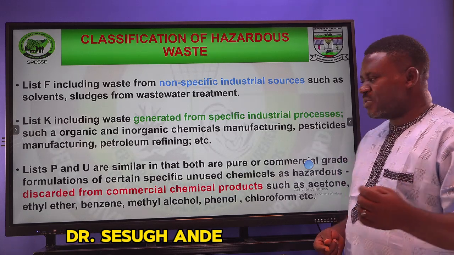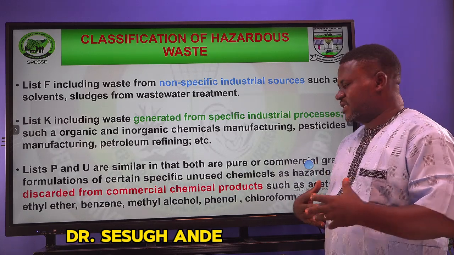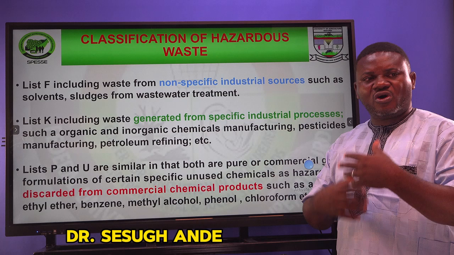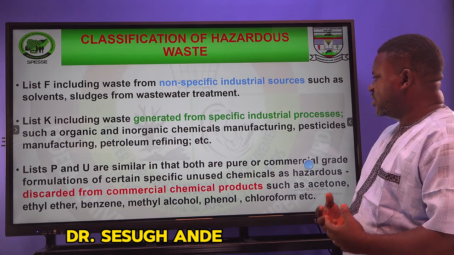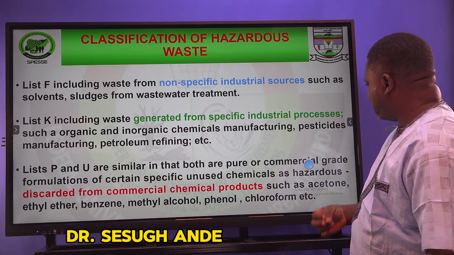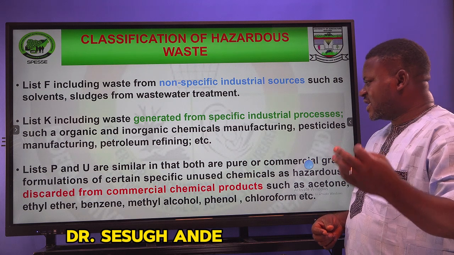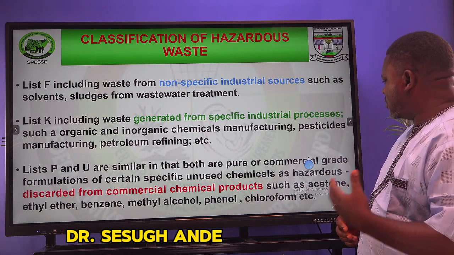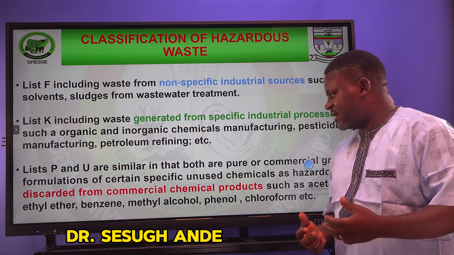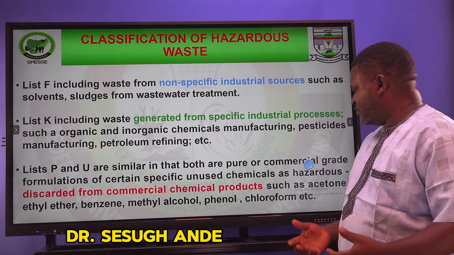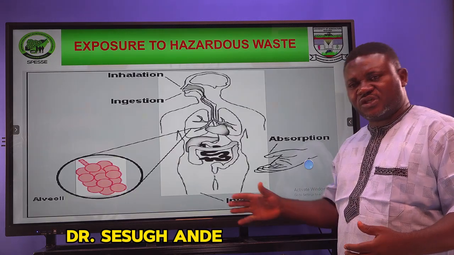Then the lists P and U are similar in that both of them are pure or commercial formulations of certain specific unused chemicals as hazardous. They are discarded from commercial chemical products such as acetone, ether, benzene, methyl alcohol, phenol, and chloroform, etc. These ones are in their pure state.